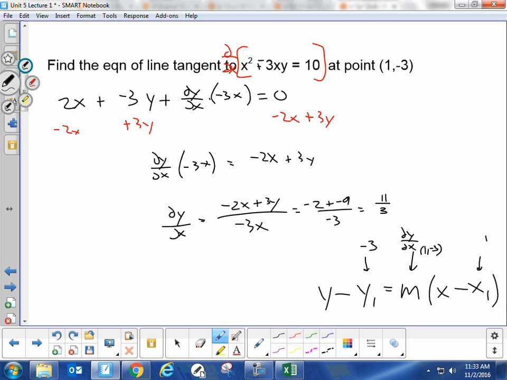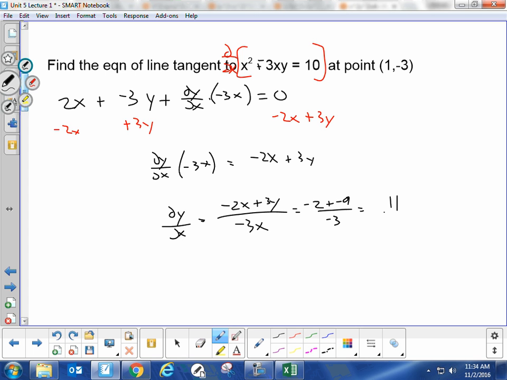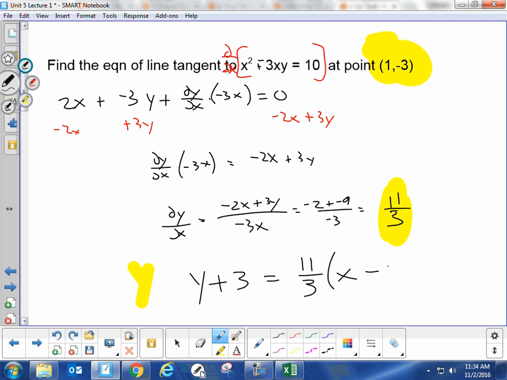+11/3. So again, equation of a tangent line. All you need is a point and a slope. Here is my slope. This is my slope. This is my point. Y minus y1 ends up being y plus 3 is equal to my slope times x minus x1, okay? Sweet, so we can do that.